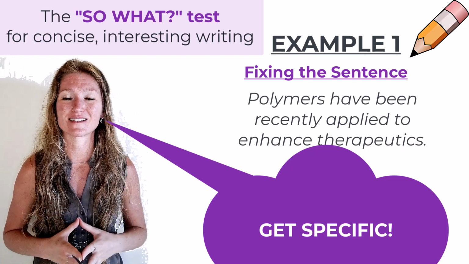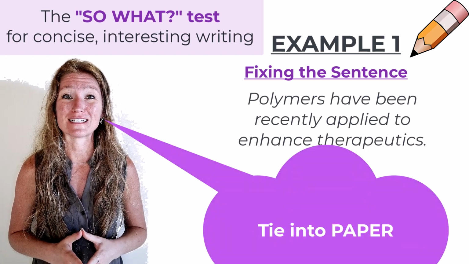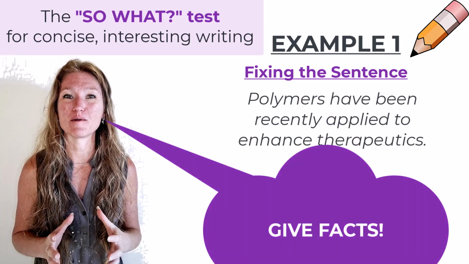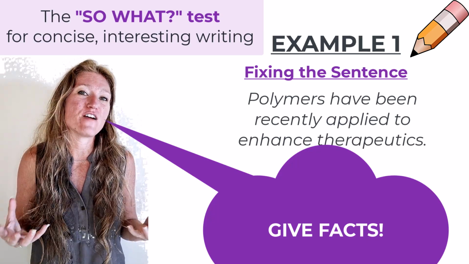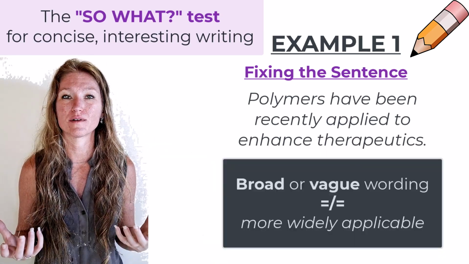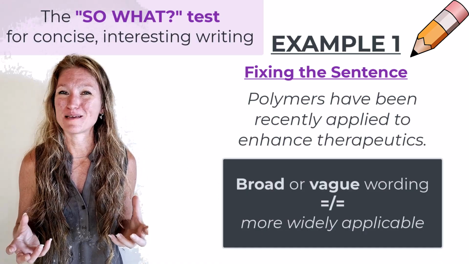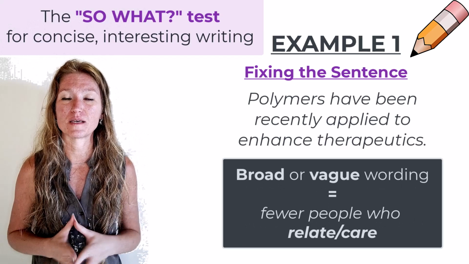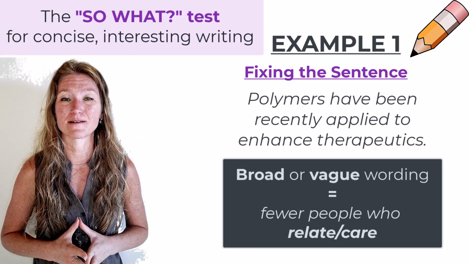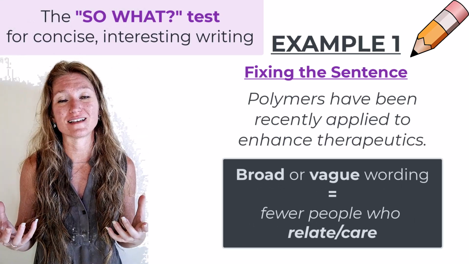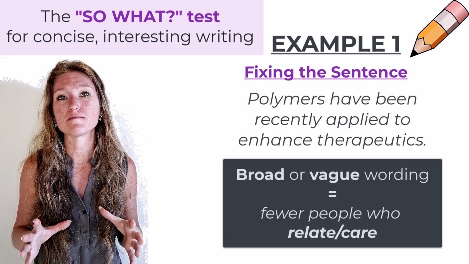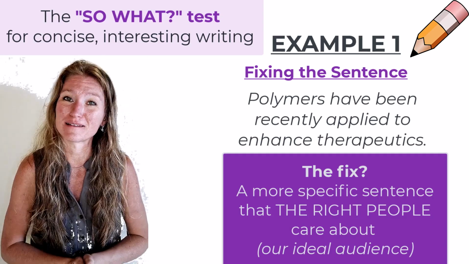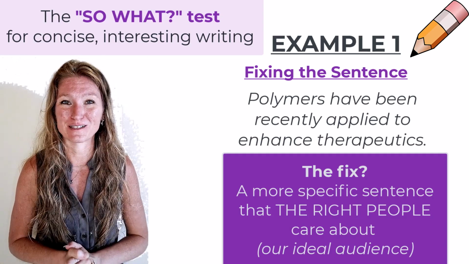We're going to make this sentence apply to our paper. We're going to give the reader actual facts that might be interesting. And this is a common misconception that the vaguer a sentence is, the more broadly applicable it is. While that may be true, it's also true that the more vague a sentence is, the fewer people are going to actually care about that sentence. Instead of having a very vague sentence that nobody cares about, we can make a more specific sentence that our actual audience and the people that we want to care about this paper will care about. So that's what we're going to do here.